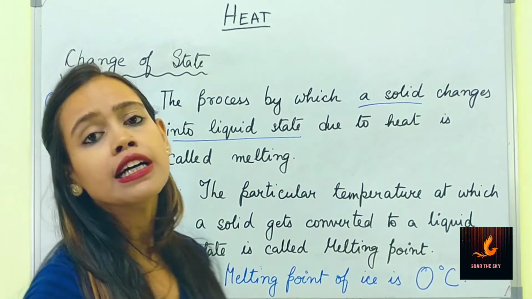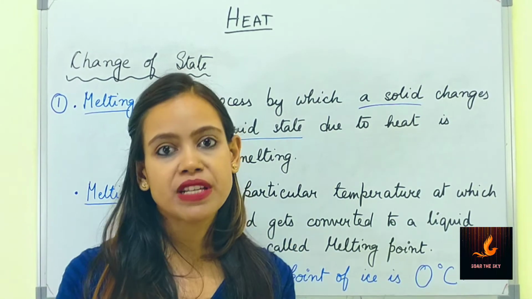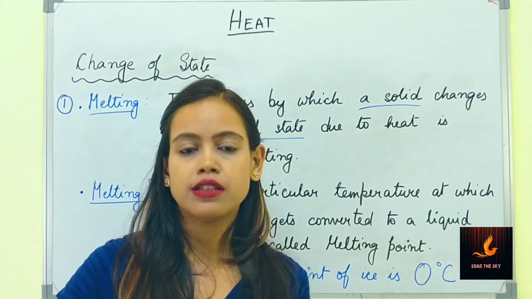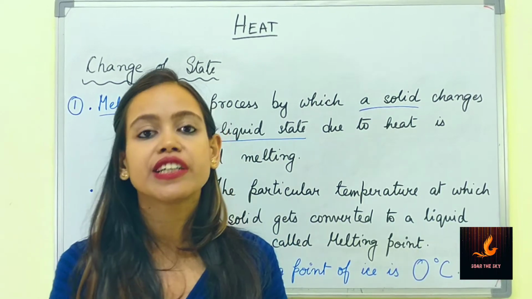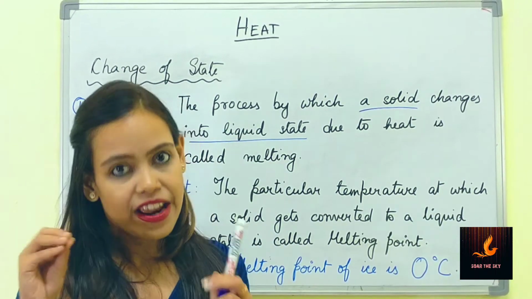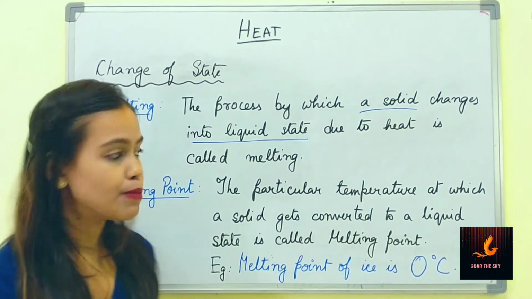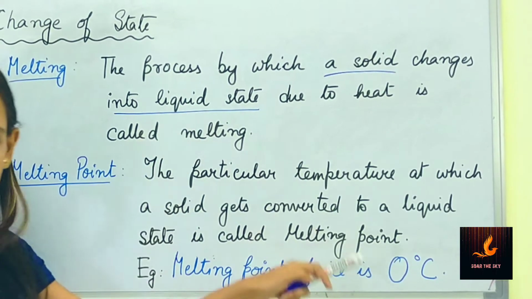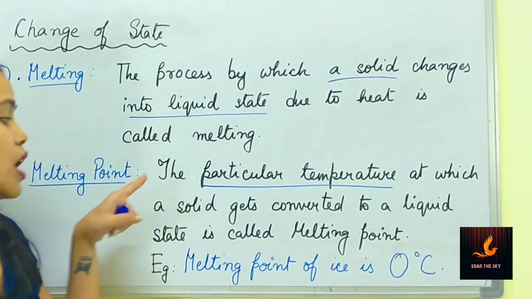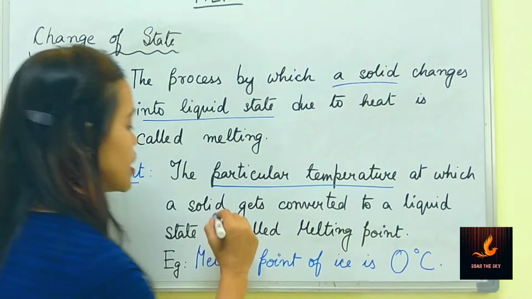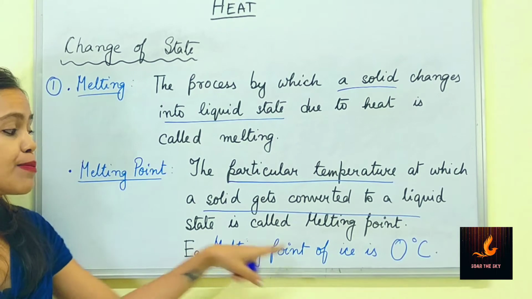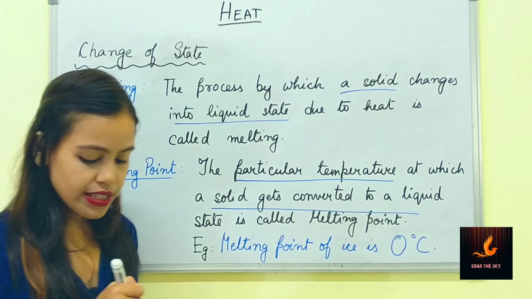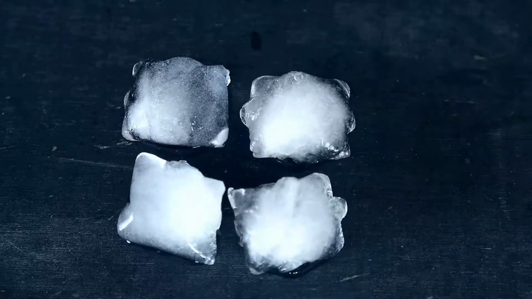Now you would wonder that this must be happening at a particular specific temperature from one state to another. Say, for solid to liquid, there must be a specific or particular temperature involved in it. Yes, there is, and that is called the melting point. So what is melting point? The particular temperature at which a solid gets converted to a liquid is called melting point. Say for example, the melting point of ice is 0 degrees Celsius. At 0 degrees Celsius, the ice starts melting and gets converted to water.